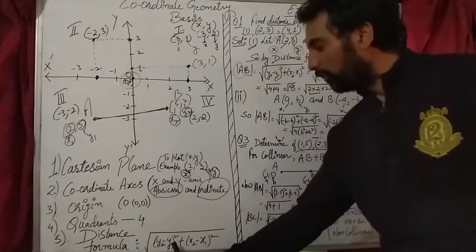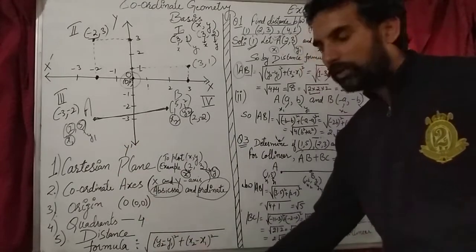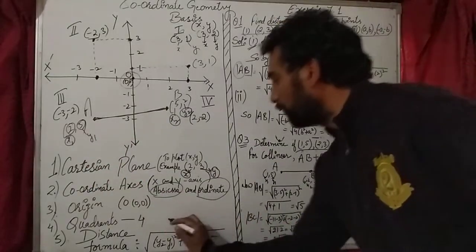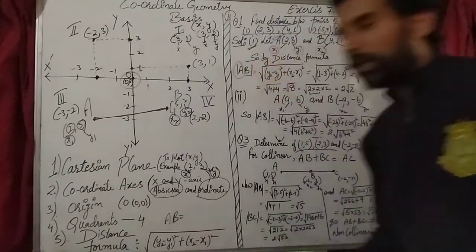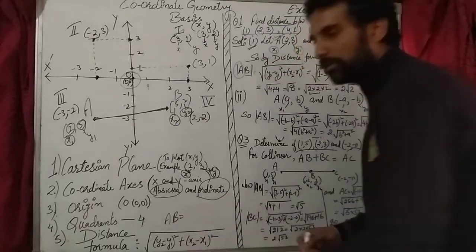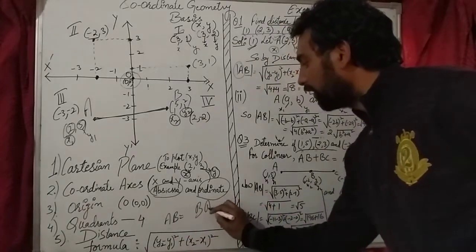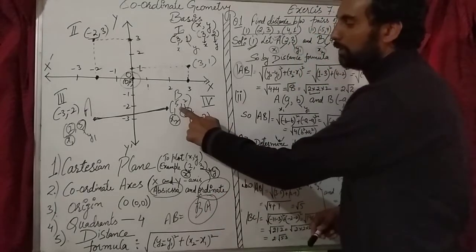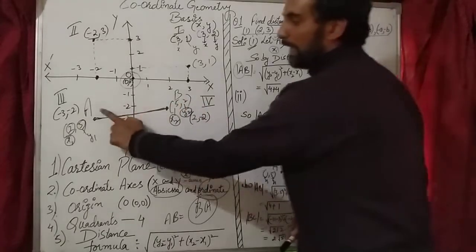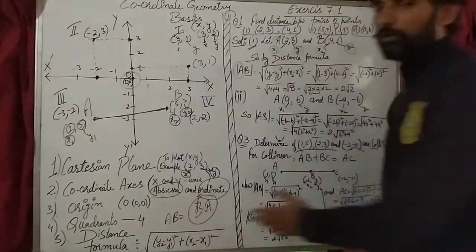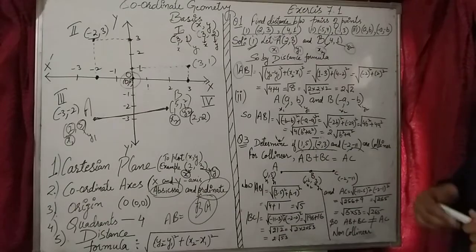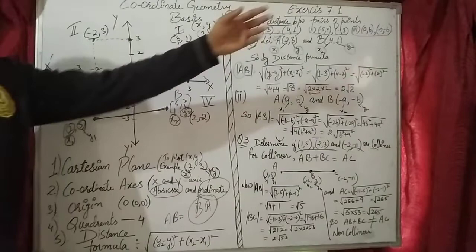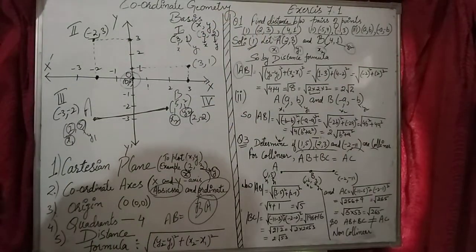The distance is the square root of y2 minus y1 whole square plus x2 minus x1 whole square. This is the formula for AB. When I write AB, this is the formula. When I write BA, it means B is now the first term, so B becomes x1, y1 and A becomes x2, y2. The formula will be the same. To understand this distance formula, let's start with the exercise questions of 10th class, exercise 7.1.